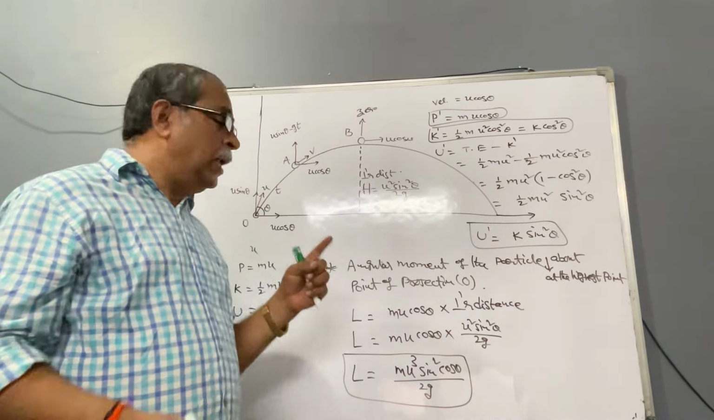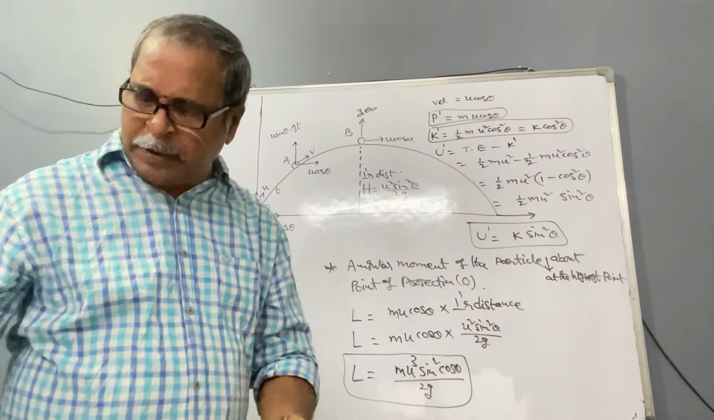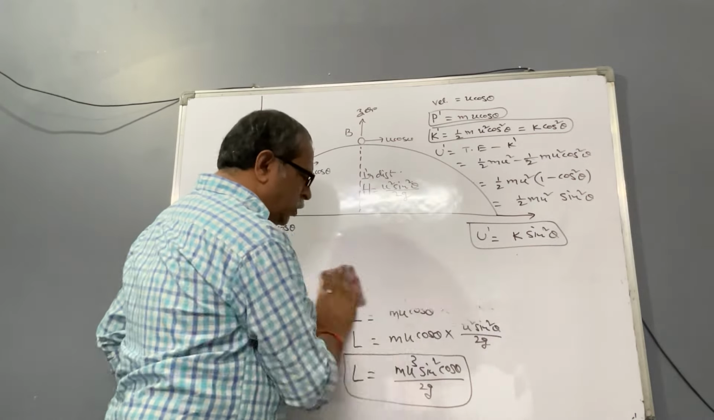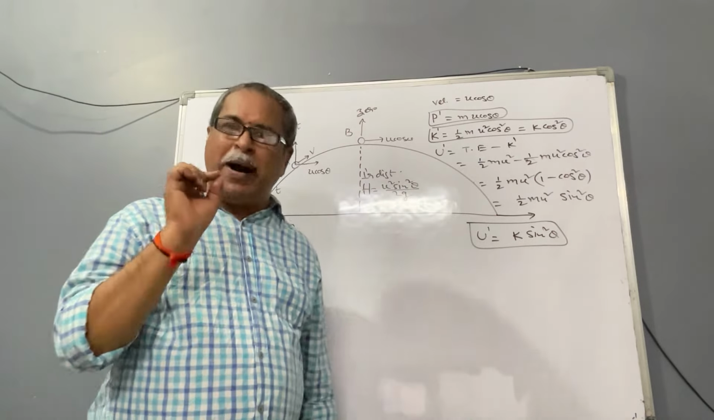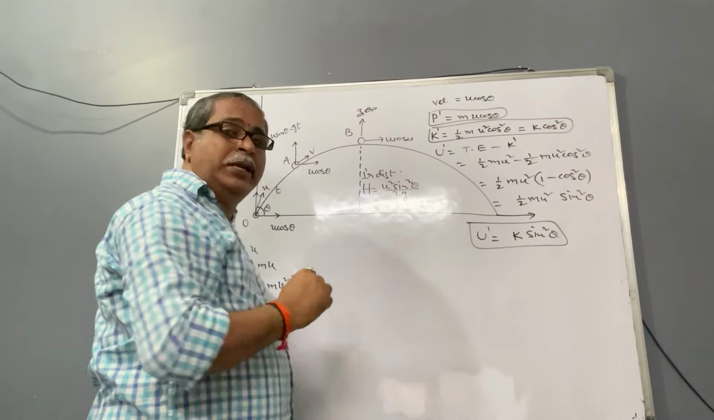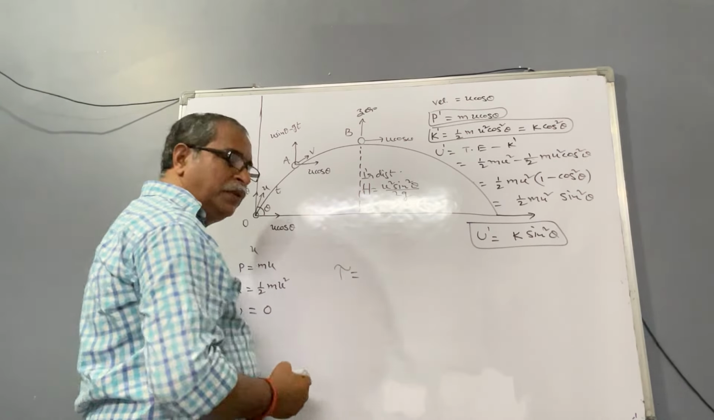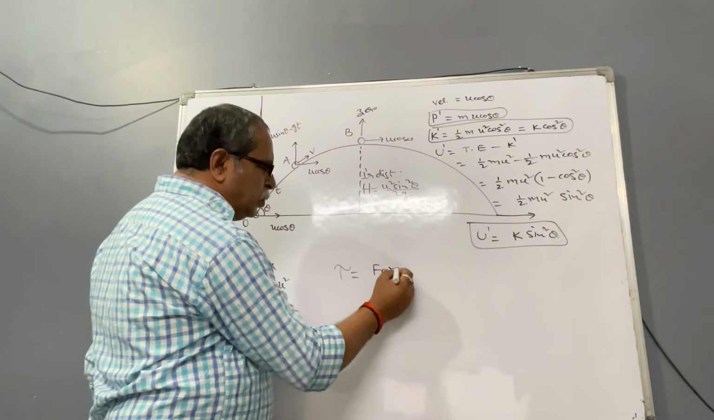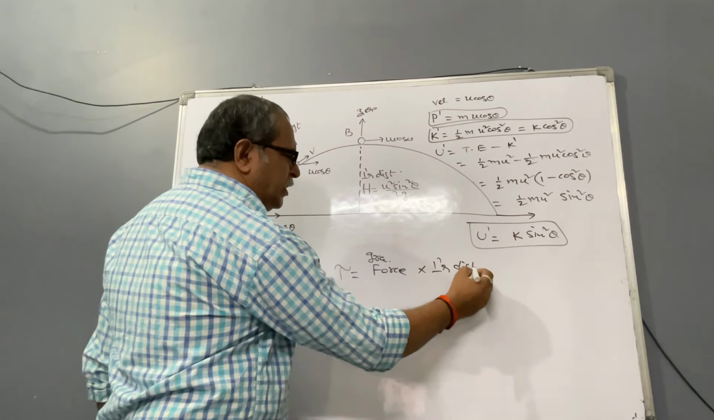Now let us move to another very important concept, the torque concept. What is the torque applied on the particle when it is at the highest point in the case of a projectile? At the highest point, we want to discuss the torque on the projectile. Torque is taken with respect to the point of projection. Torque equals force into perpendicular distance, here the gravitational force. This is the definition of torque.